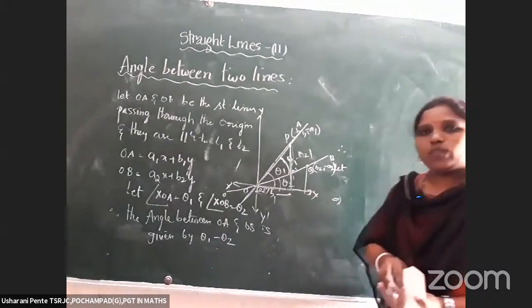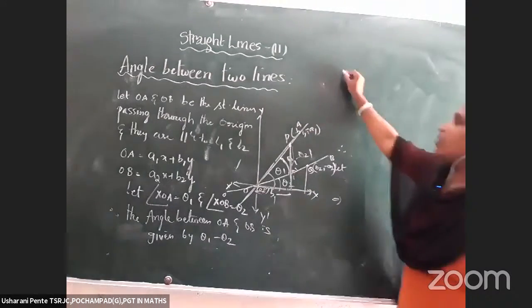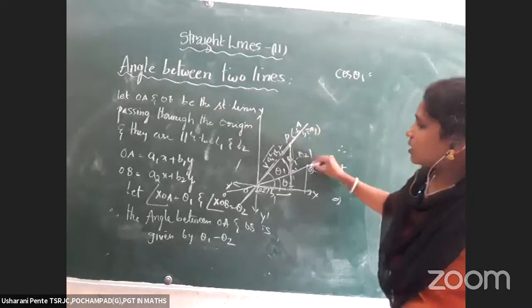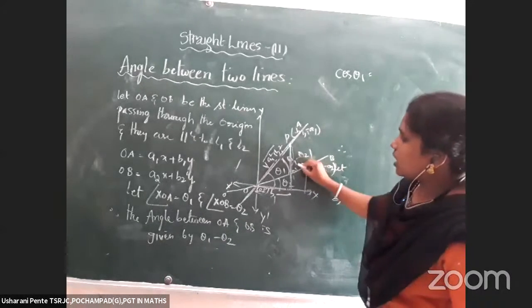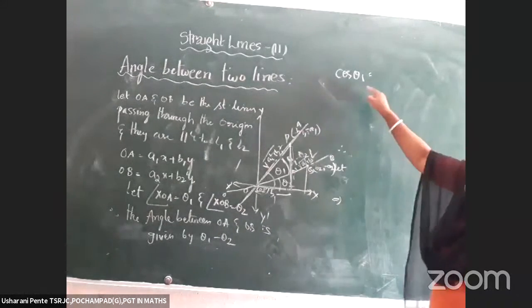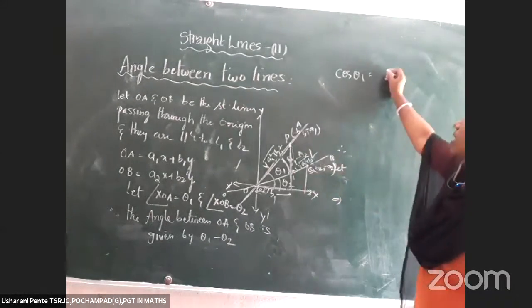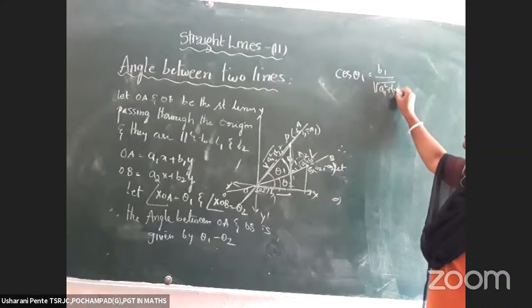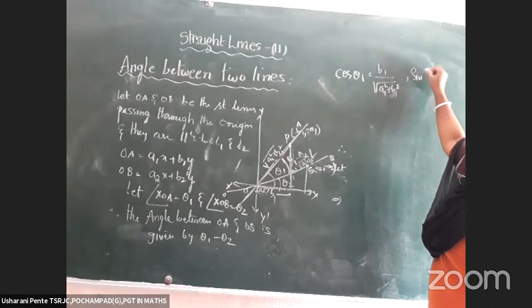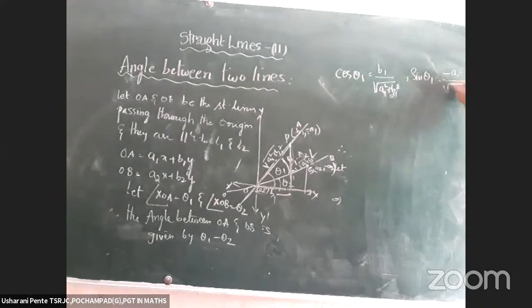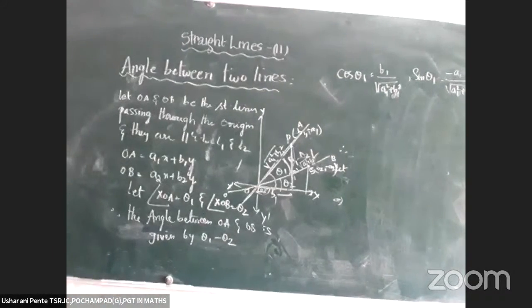So from this we can find cos theta and sin theta. The distance is under root of A1 square plus B1 square, and here also it is under root of A2 square plus B2 square. Therefore, cos theta 1 is equal to adjacent side, that is B1 by under root of A1 square plus B1 square. In a similar way, sin theta 1 is equal to minus A1 by under root of A1 square plus B1 square.